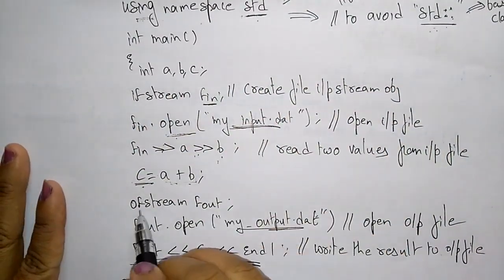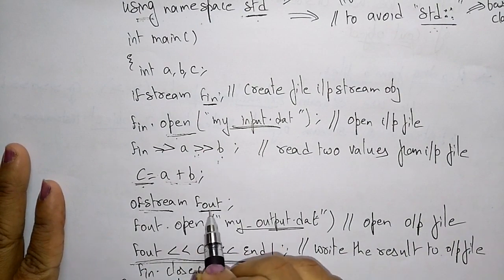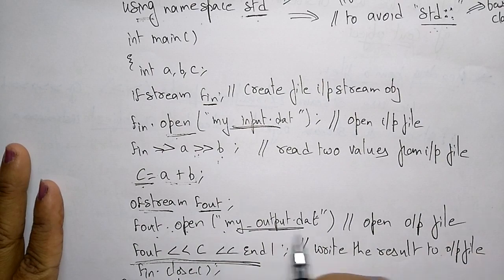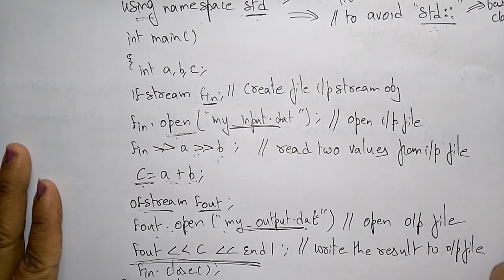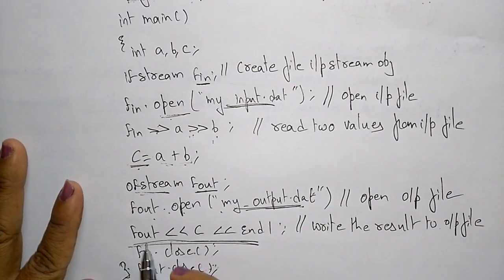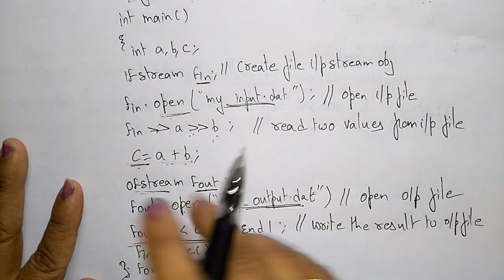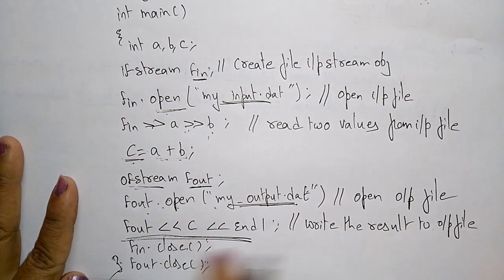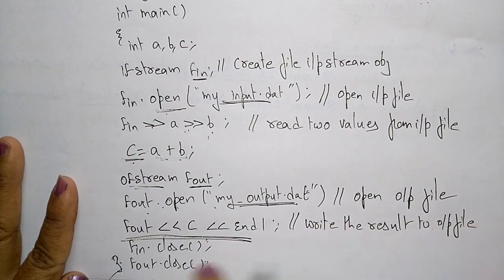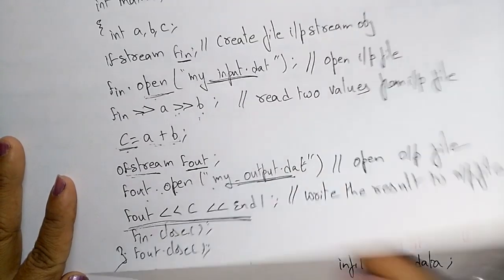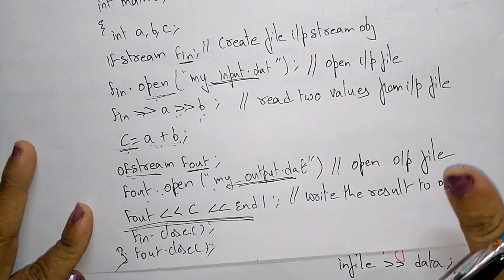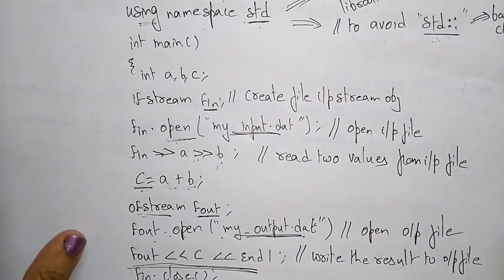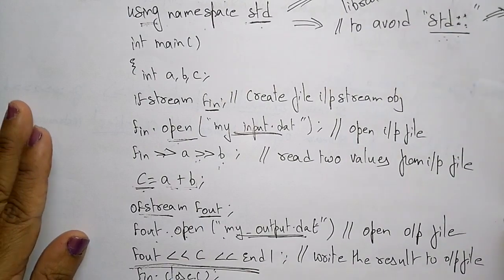Now I am taking ofstream, fout is the object. With the help of this object, I open the output file to store the data. So fout << c, so whatever result appears will be written to the output file. After the operation, you have to close both in and out. So this is an example for file input output with C++.